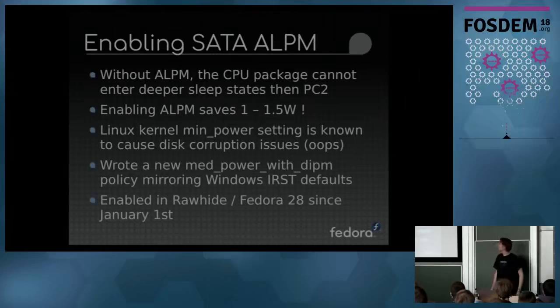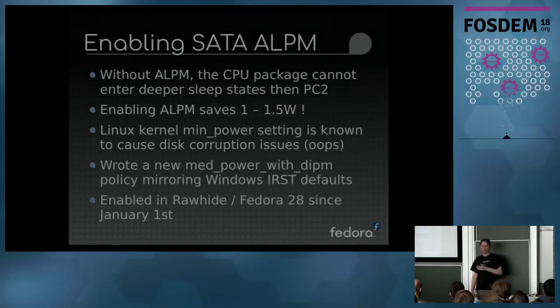So as I was saying in the intro, without advanced link power management, the CPU package, if you look at a modern CPU, it's actually more of a system on chip. It has a lot of peripherals inside. So the CPU package, as they call it, or the uncore, anything which is not the actual CPU cores itself, cannot reach lower power states or deeper sleep states.